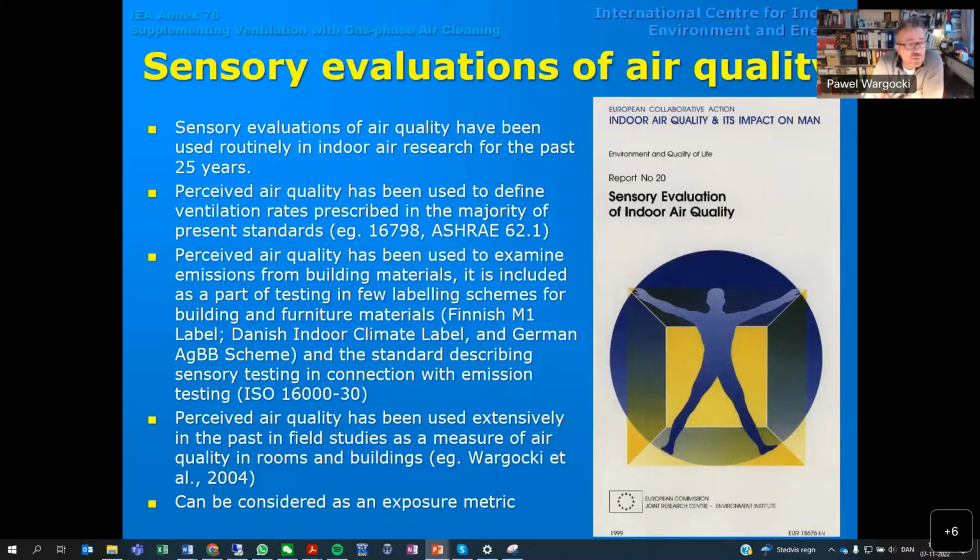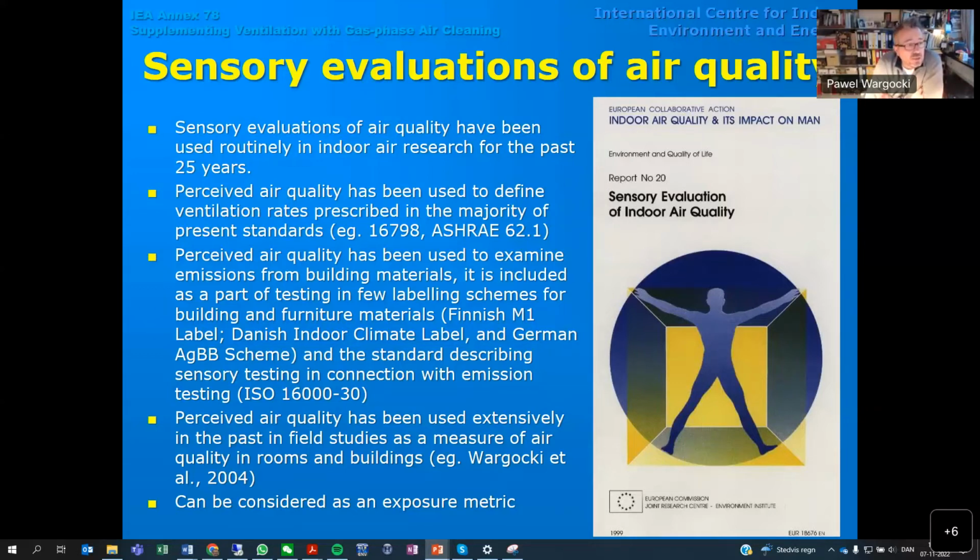Perceived air quality has been used to define ventilation rates in standards. The ASHRAE standard and a CEN standard define ventilation based on sensory perception. There are standards that use sensory methods for evaluation of emissions of materials, and there are labeling schemes that use it. So we should not be afraid of using it and going back to this methodology.